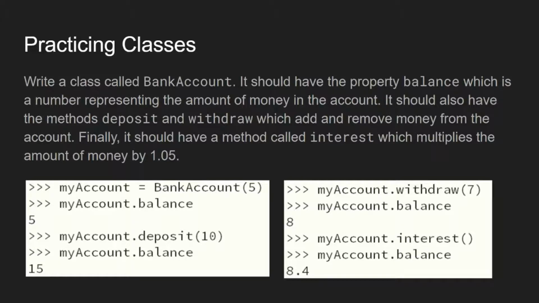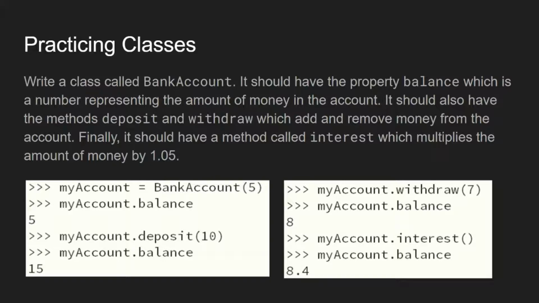I want you at home to open up your editor and write a class called BankAccount. It should have the property balance, which is a number representing the amount of money in the account. It should also have the methods deposit and withdraw, which add and remove money from the account. Finally, it should have a method called interest, which multiplies the amount of money by 1.05. And note, I won't be checking that you did this, but if you're feeling sort of shaky on this whole class thing, then this will be a really good way to check your understanding and to improve it.